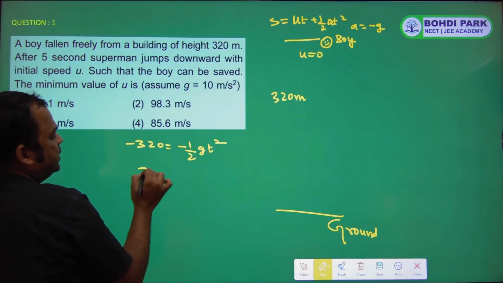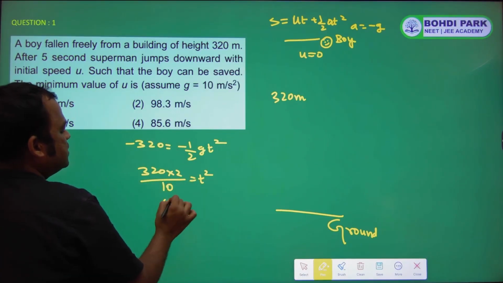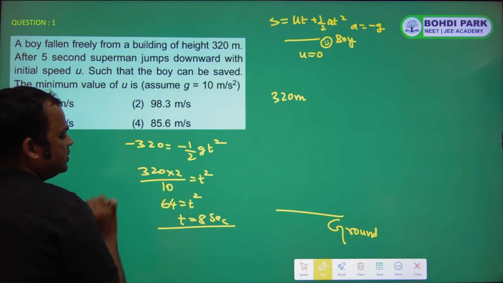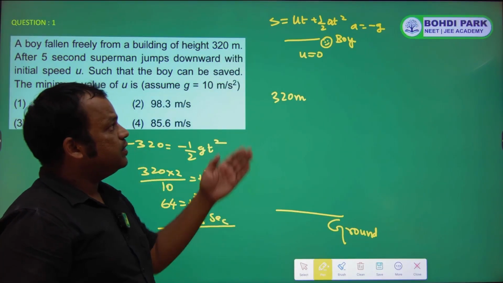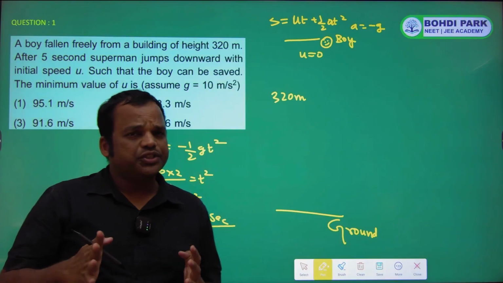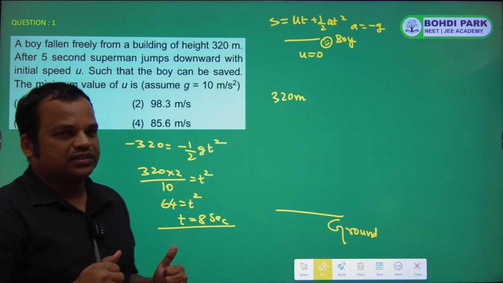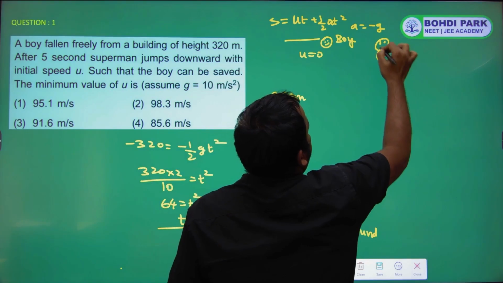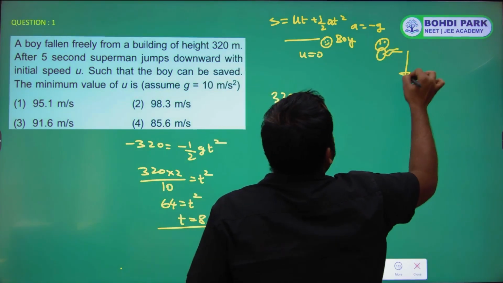So this is 320 into 2 by 10 is equal to t square. So 64 is equal to t square. So t is equal to 8 seconds. So in 8 seconds, the boy will hit the ground. So the Superman should make sure that it will catch the boy before 8 seconds. Okay. So now this is the Superman. It is falling with the initial velocity u.